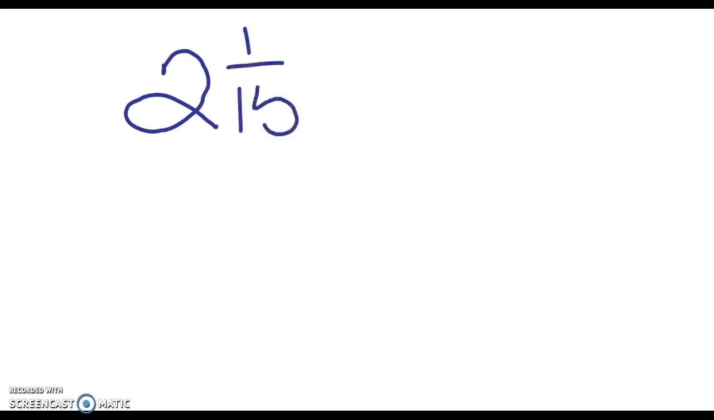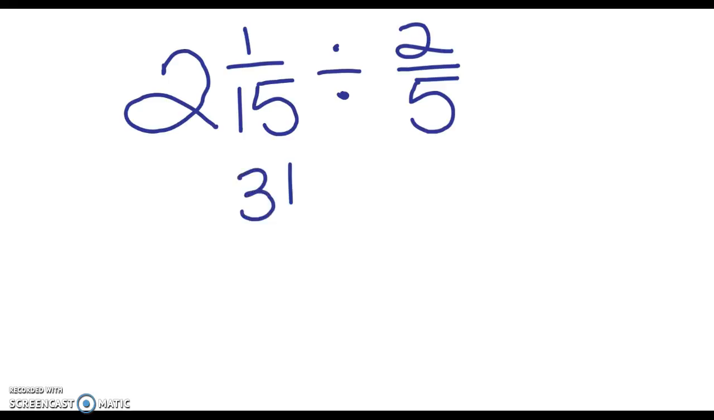Dividing fractions, I'm going to start with a mixed number this time. So I'm going to do 2 and 1/15. And we're going to divide that by, let's do 2/5. Whenever I have a mixed number and I'm dividing or multiplying, I want to turn it into an improper fraction. So 2 and 1/15 would turn into 31/15. 2 times 15 plus 1. And now there's our new problem.